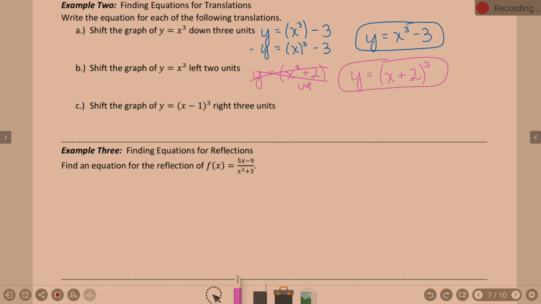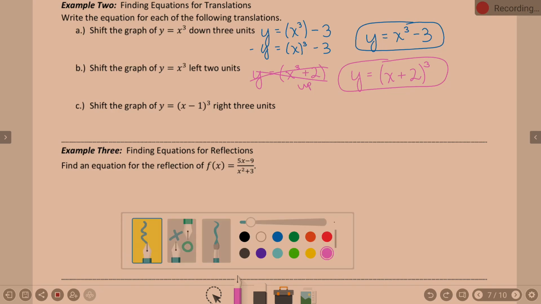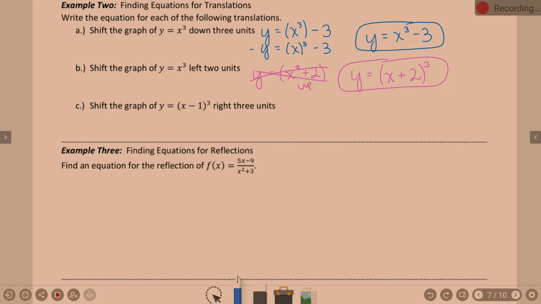Shift the graph of y equals (x minus 1) cubed right 3 units. Logan with his hand up. Hear me out. y equals (x minus 4) cubed. I second this motion. He says y equals (x minus 4) cubed. All in favor say aye. Aye. All opposed, same sign? That's what I thought. And I agree with it. Are we all clear with where the 4 came from?